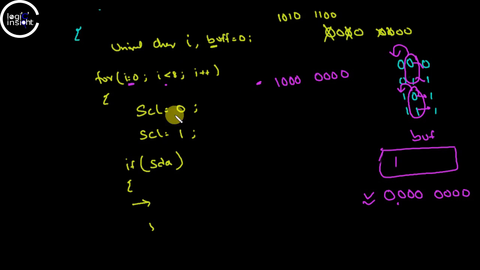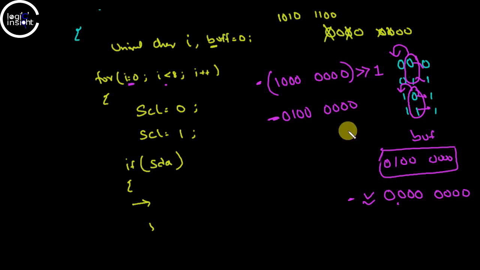To move to that position, I have to shift by i. After shifting right by 1 time, the result looks like 01000000. This is after the shifting. If I do the OR operation between this number and the buffer, we'll get the answer as this. So this is the logic.